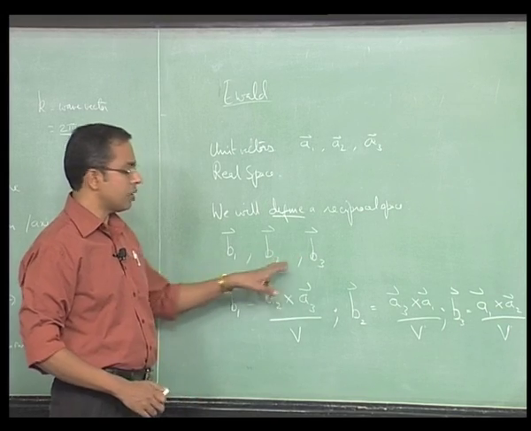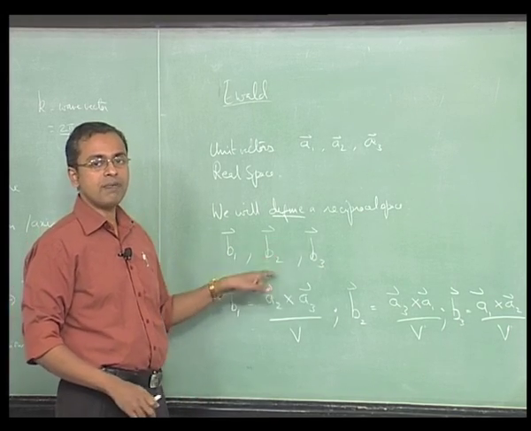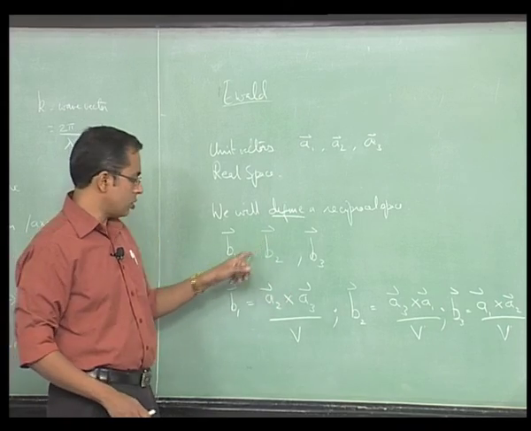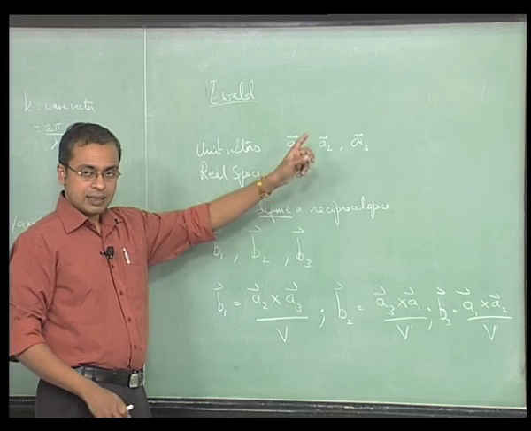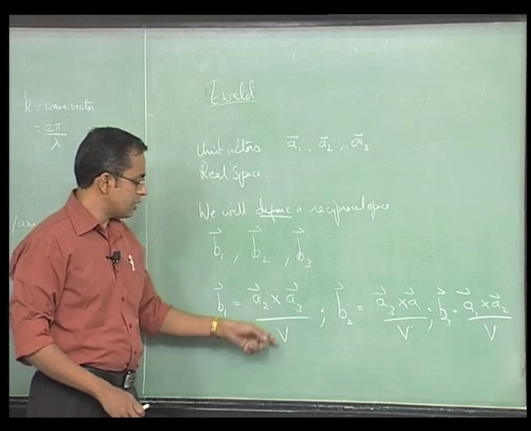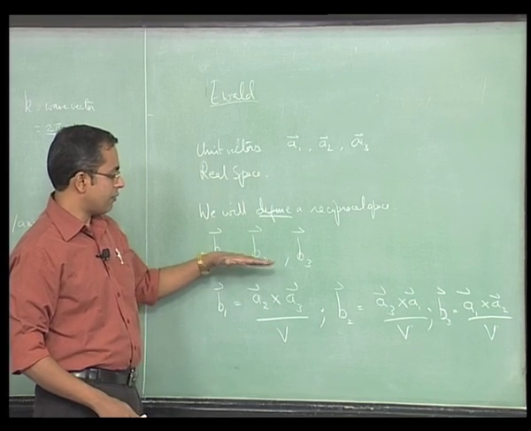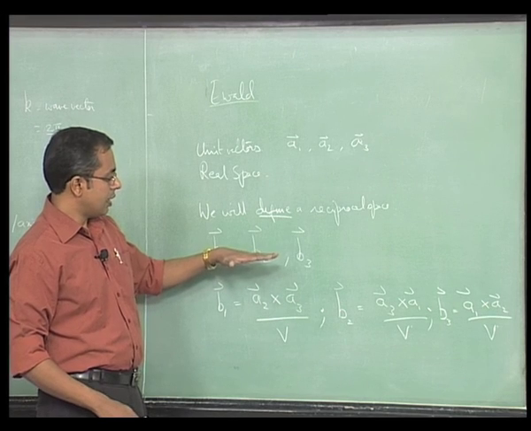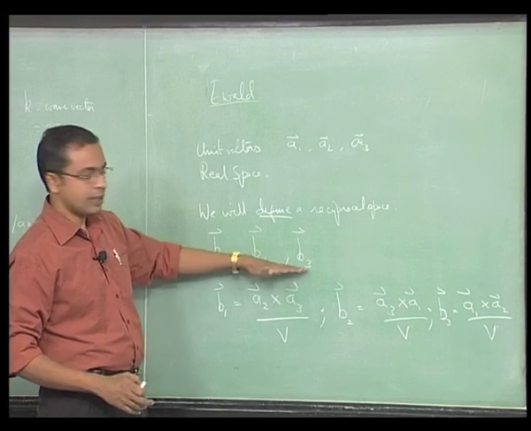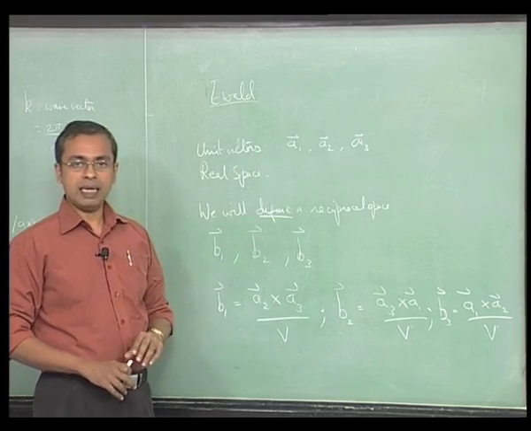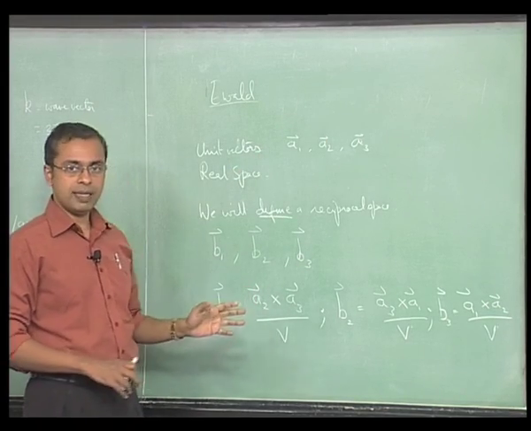So these are called reciprocal lattice vectors. These are unit vectors in reciprocal space, they are also called reciprocal lattice vectors. These are real lattice vectors and this is real space. So by simply using this definition, what is the consequence in the relationship between B1, B2 and B3 with respect to what we have in real space? That is the first thing that we will examine.